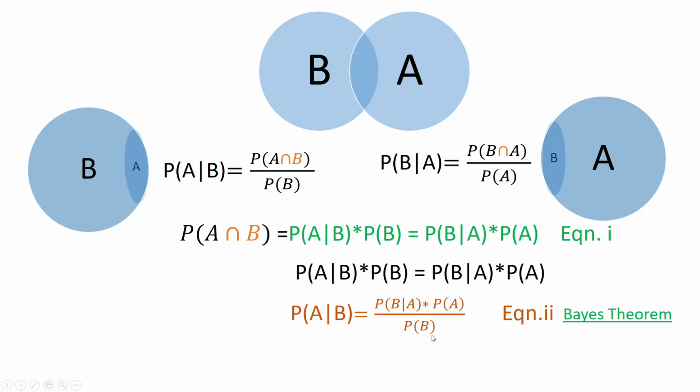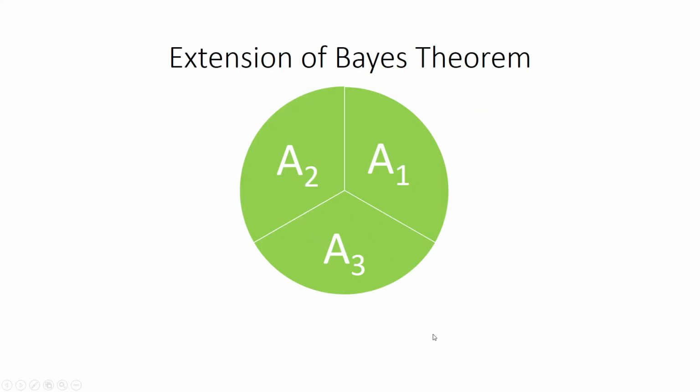We can expand this theorem a bit. Consider these events here, where events A1, A2 and A3 have occurred, and they are mutually exclusive and they add to 1. A1 plus A2 plus A3, they add to 1.